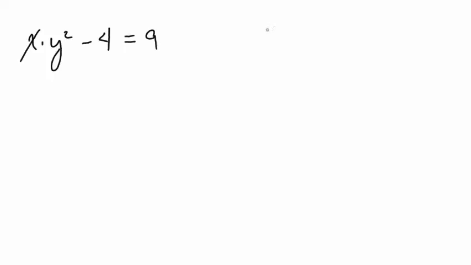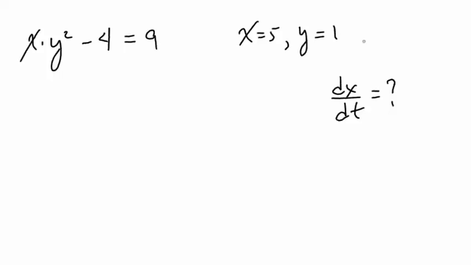And we want to find dx over dt. I'll write that right here. Dx over dt, that's what we need to find. And there are some things that they gave us. Of course, they said x is equal to 5, y is equal to 1. I don't know why, but it is. And then we have dy over dt is equal to 3. So there you go.